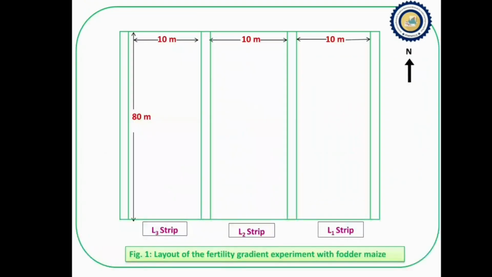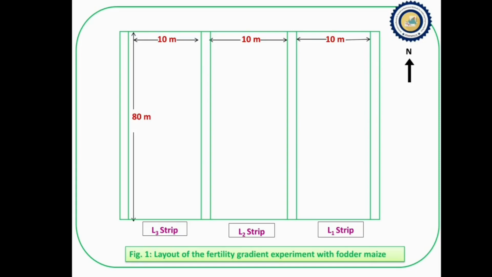This figure represents the layout plan of the experiment, where L1 represents the low fertility strips, which received half of the dose of fertilizers required for fodder maize, and L2 represents the medium fertility strips, which received the recommended dose of fertilizers for fodder maize, and L3 is the high fertility strips, which received double the dose of fertilizers recommended for fodder maize.